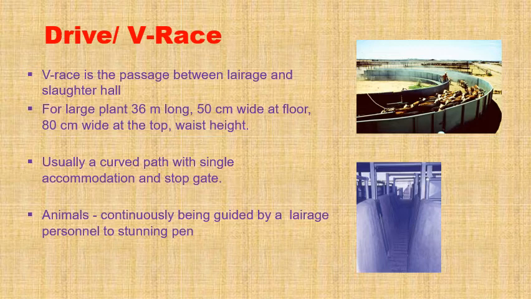Usually a curved path with single file accommodation is there, and there could be some stop gates. Animals are continuously guided by lairage personnel to the stunning pen through this V-race passage. So along the V-race there will be a separate passage for the animal workers to guide the animals and take them to the slaughter hall.